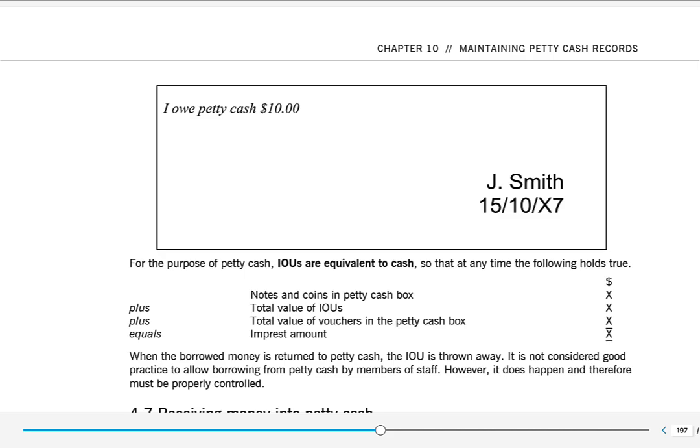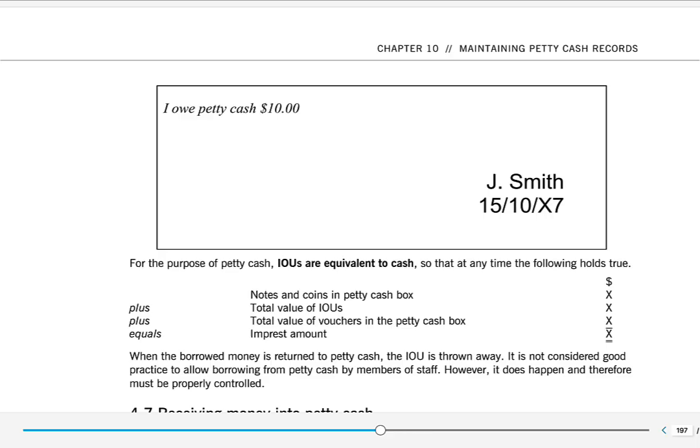Then the petty cashier will face problems like, who is allowed to borrow, how much they can borrow, when they should repay, what happens if they do not repay. It becomes messy and unprofessional, so the business should avoid this situation completely. What should be done instead of using an IOU? Now class, this part is very important.